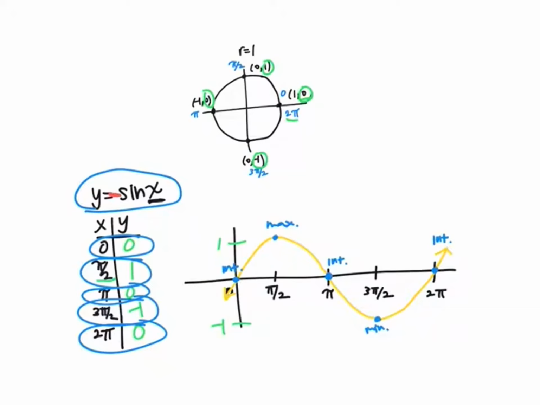What would happen if I made this a negative sine of x? What would happen then? That would be a vertical reflection, or reflection over the x-axis. So it would just flip over like so. You would go minimum, intercept, maximum, then intercept instead of max and then min.